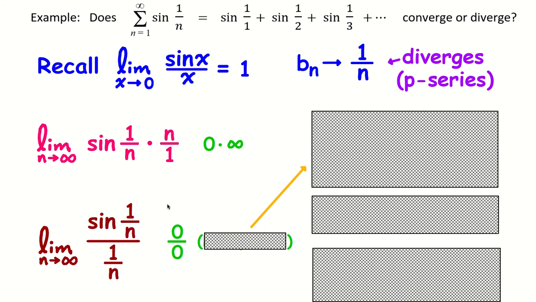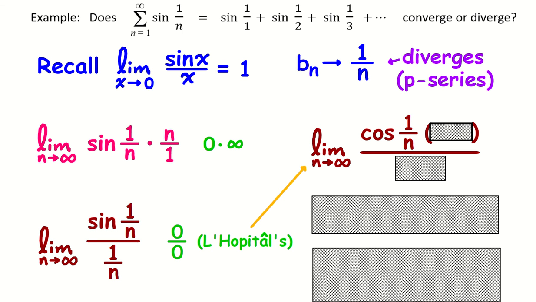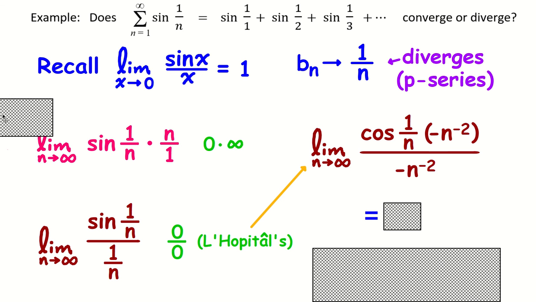What can we do with 0 over 0? Remember this from Unit 3? We can do L'Hopital's rule. What's the derivative of the sine of 1 over n? Cosine of 1 over n. Don't forget the chain rule. Also the derivative of the bottom. There's canceling. So if we let n approach infinity, especially after these cancel out, cosine is 1.